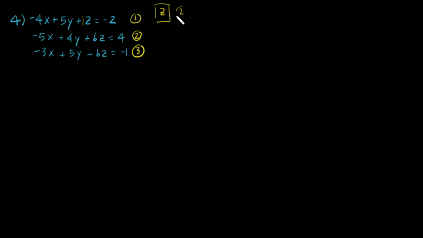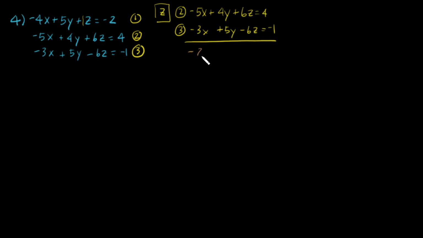That's my attack plan, okay? So that means my second equation is -5x plus 4y plus 6z equals 4. And my third equation is -3x plus 5y minus 6z equals -1. You combine the two, and you end up with -8x plus 9y. You have a +6 and a -6. That cancels out, and a 3. This is my fourth equation, okay?